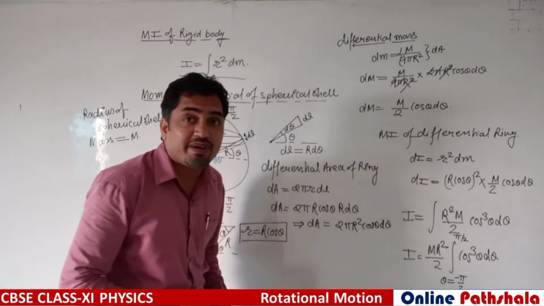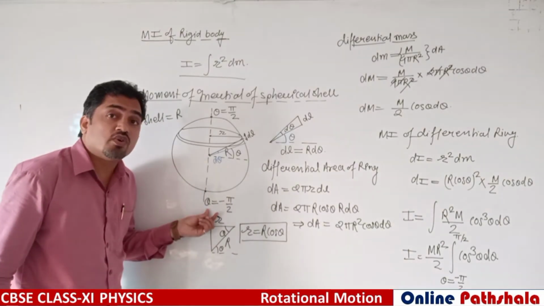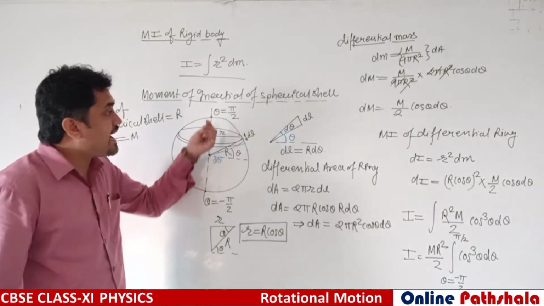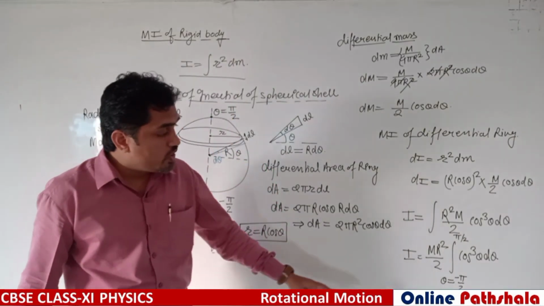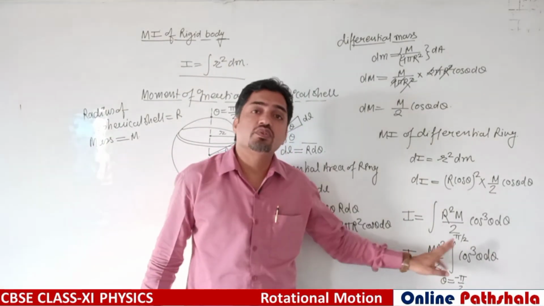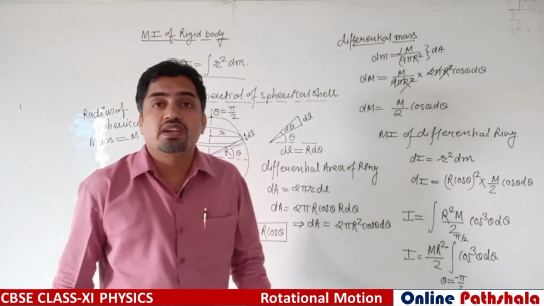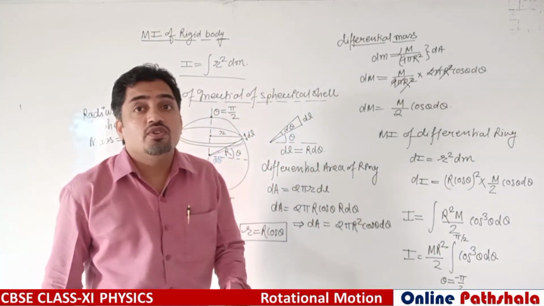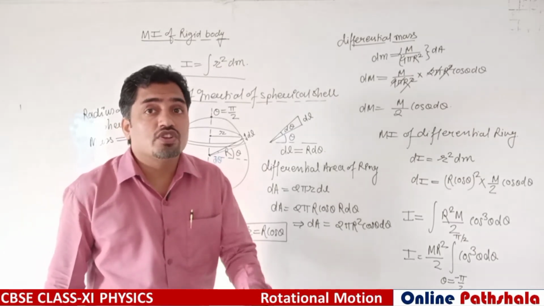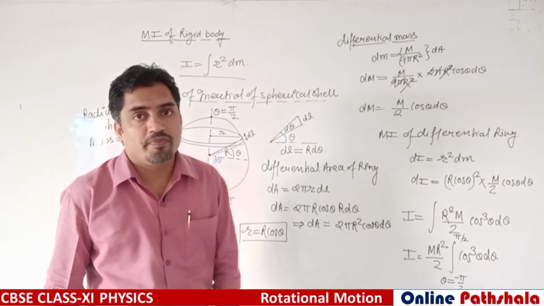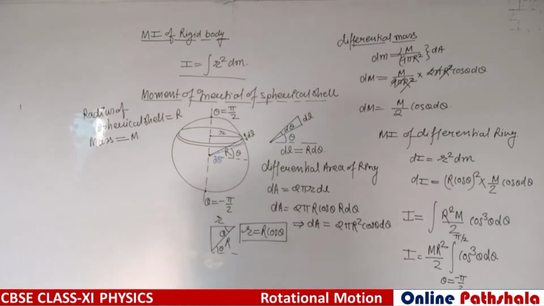Why is it minus pi by 2 to pi by 2? Because at the lowest point theta is equal to minus pi by 2, at the highest point theta is equal to plus pi by 2. That is why we have to do integration from minus pi by 2 to pi by 2. Now, how to do integration of cos cube theta? We can use trigonometric substitution. Let us see. First, write it down completely.